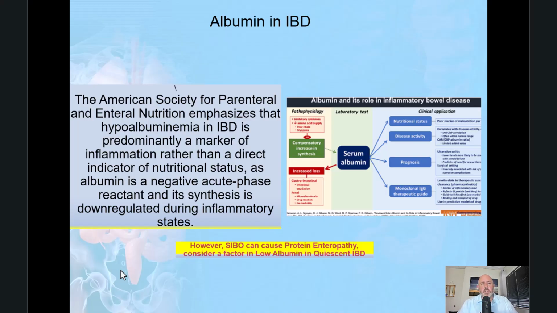And SIBO is known to be a cause of protein malabsorption. So if albumin persists to be low in your evaluation, even if you're in a quiescent state of IBD, you might consider that SIBO might be a contributing factor. I've seen albumin increase just based on treating SIBO in IBD patients.